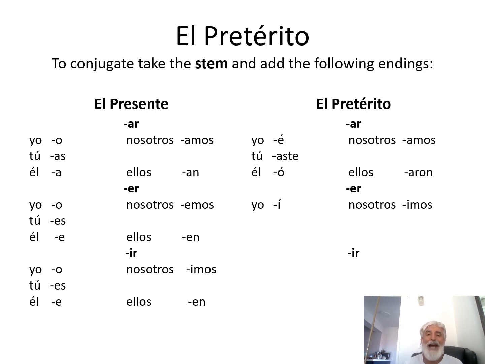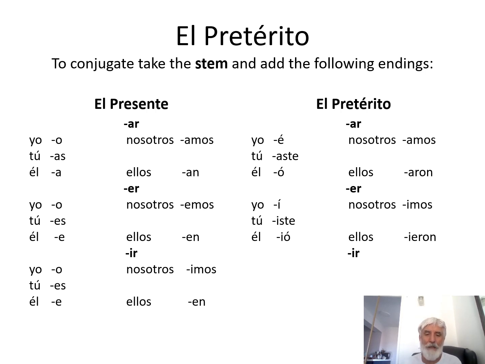For yo, I add on an i, and it's going to have an accent mark on it when I write it. What about nosotros? I add on imos. What ending do I add to the tú form of an ER verb? What do I add on to the stem to get the preterite or simple past tense? Iste.